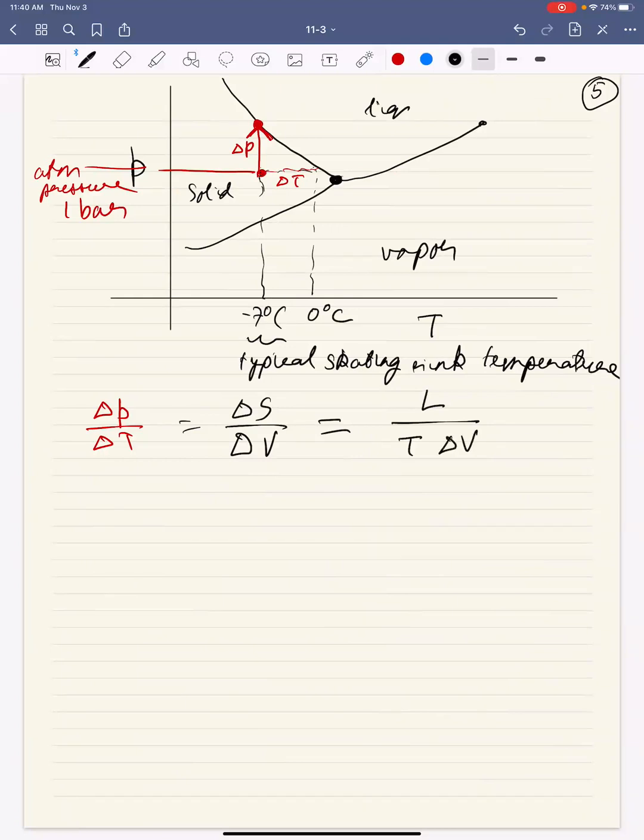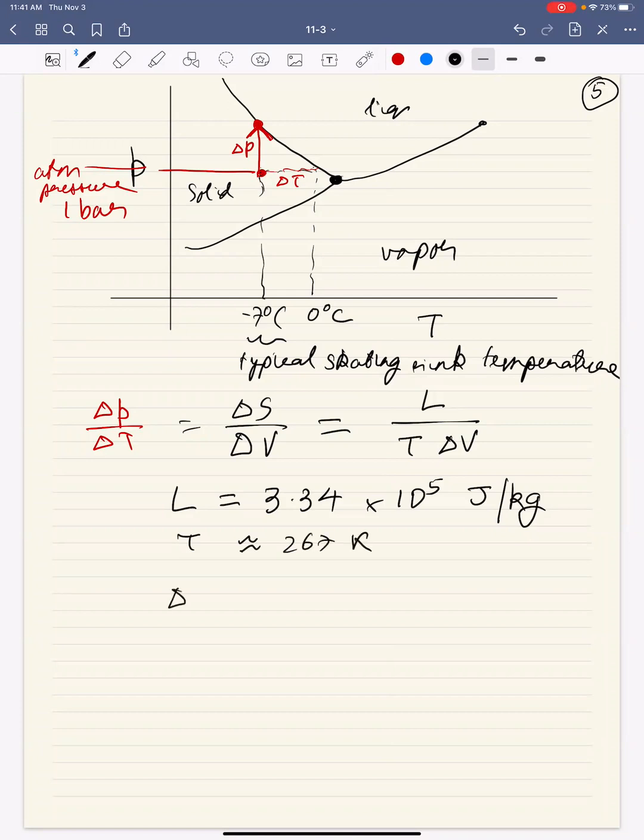So we need the values of 3 things, and that I will provide you from an experiment someone did. So L for water and ice is 3.34 times 10 to the power 5 joule per kg. T is minus 7 degrees Celsius, so it's around 267 Kelvin, okay? How about delta V?